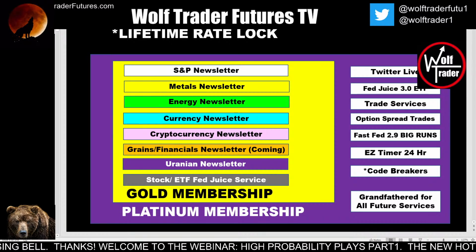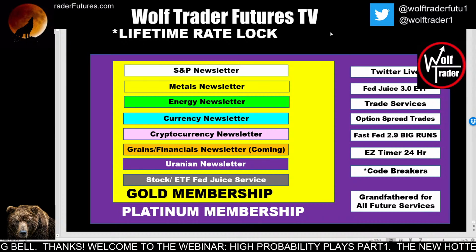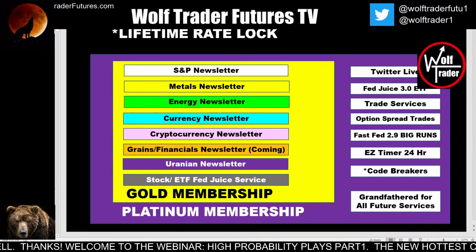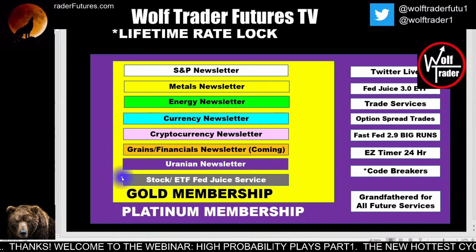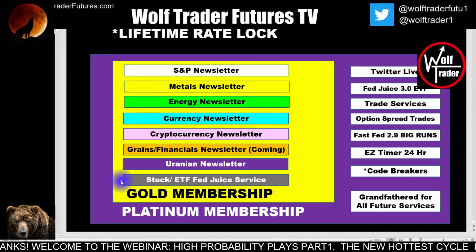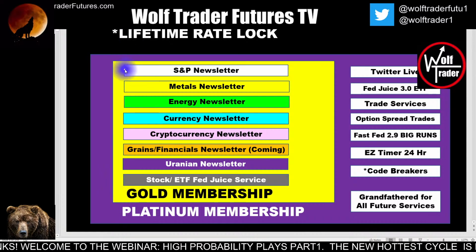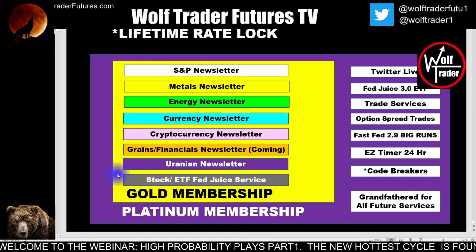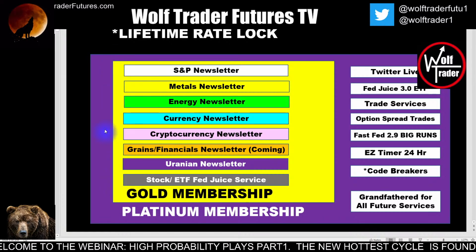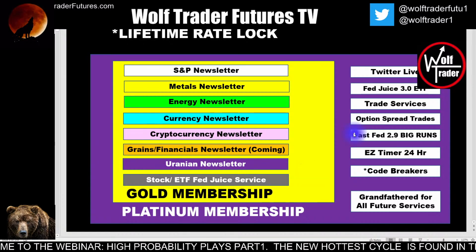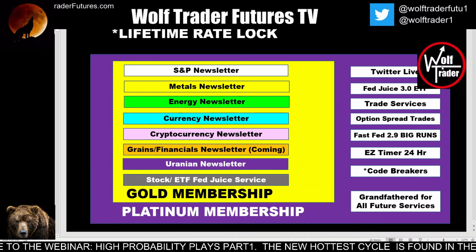So, the stock and ETF service, we have this. Guys, we just added big runs to this. I added big runs to the SPY, and that's for the S&P. We have the big runs on the SPY, and then on the stock ETF, I added the Fast Fed big runs for Apple. So there's a couple of swing trades coming in on these two services too. We're always expanding services. That's what that's about.